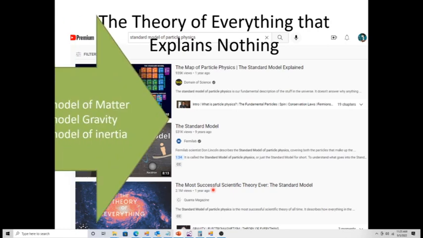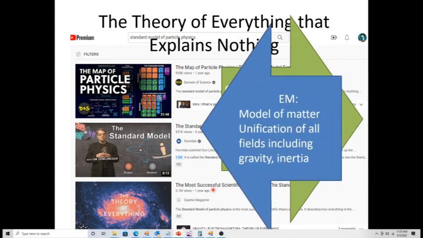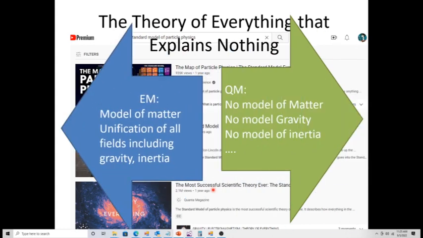So again, quantum mechanics: no model of matter, no model of gravity, no model of inertia. I'm going to go on and on. And you have ethereal mechanics, which has a model of matter and unifies all the fields including gravity and inertia.